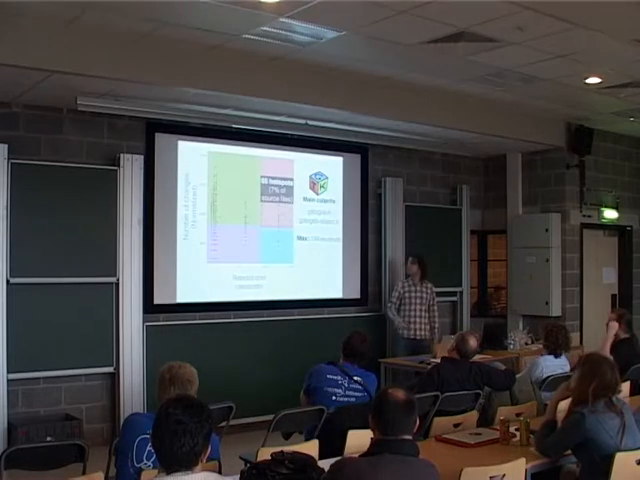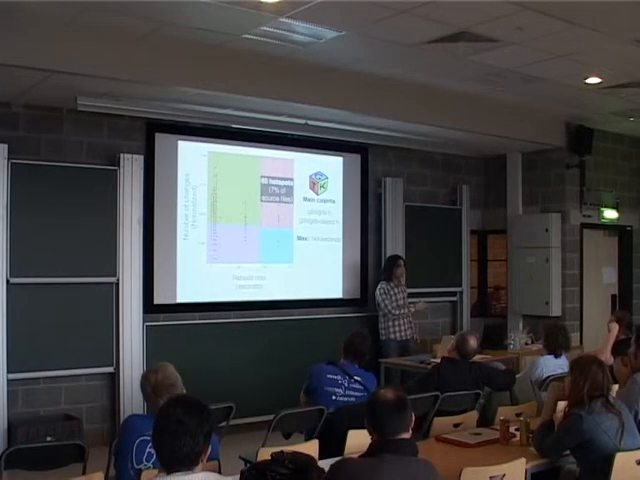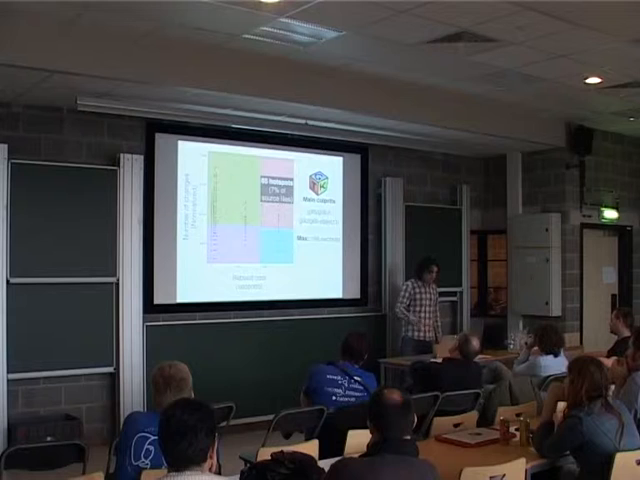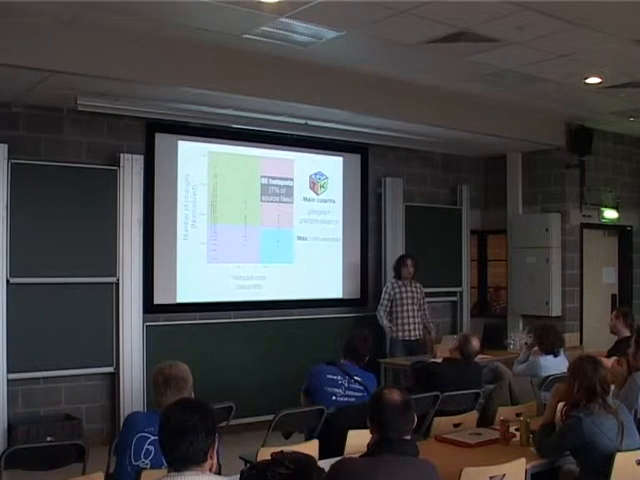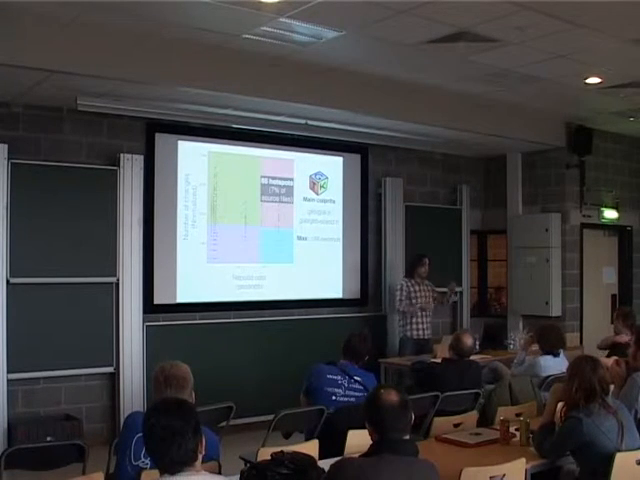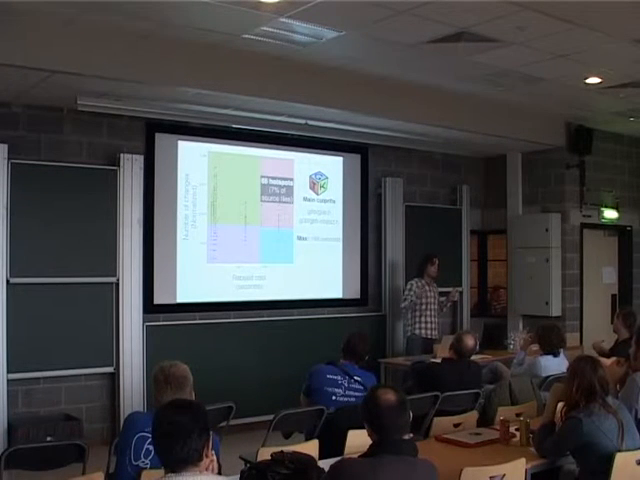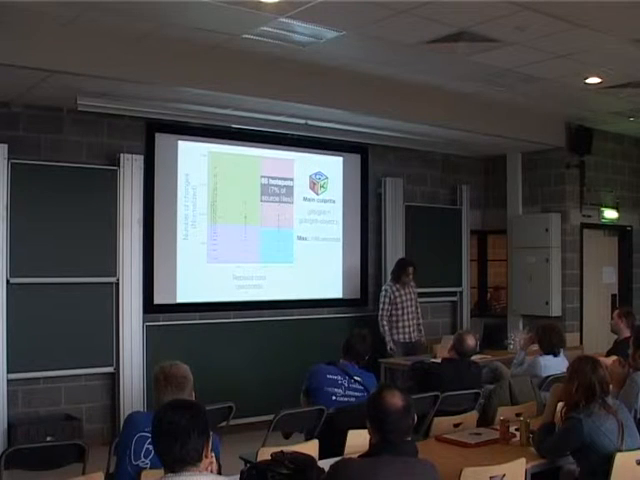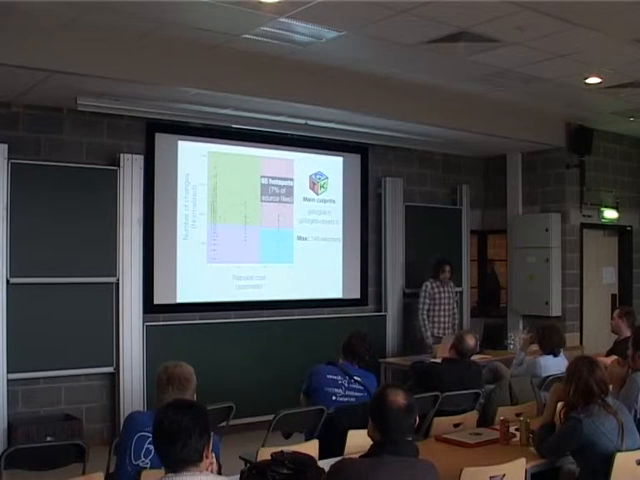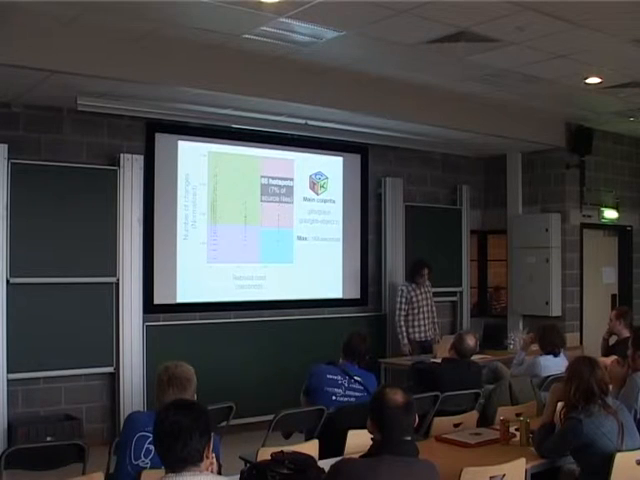So some of the things that we found using quadrant plots for the three open source systems that we had been exploring. So about 7% of glib's code base was identified as a hotspot using those thresholds. So about 65 glib files. And some of the things we found are that you don't actually have to refactor all 65. Sometimes they'd all bottleneck into one place, and there were some main culprits, we said, that you could focus on. What I've noted here is that the maximum amount of time it takes to rebuild is about two and a half minutes there for glib.